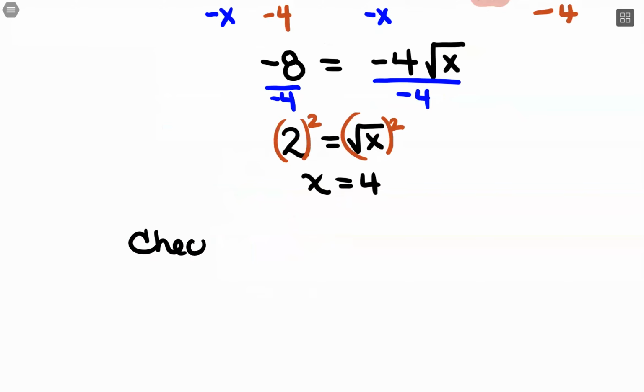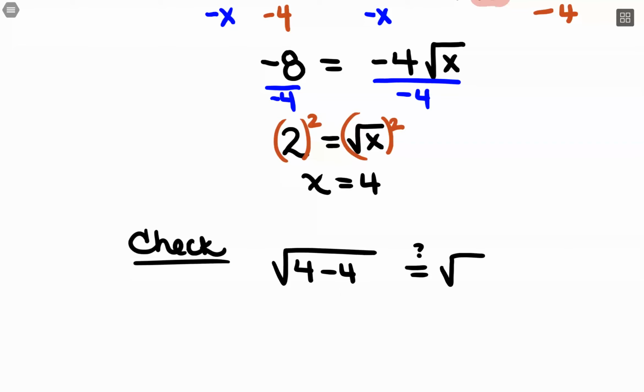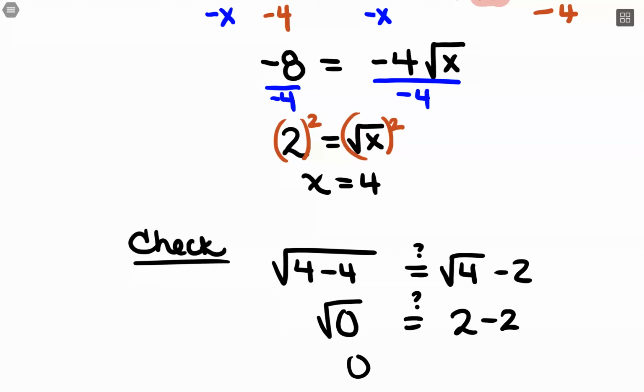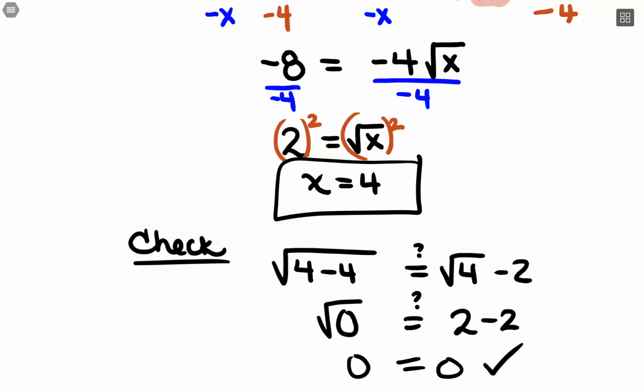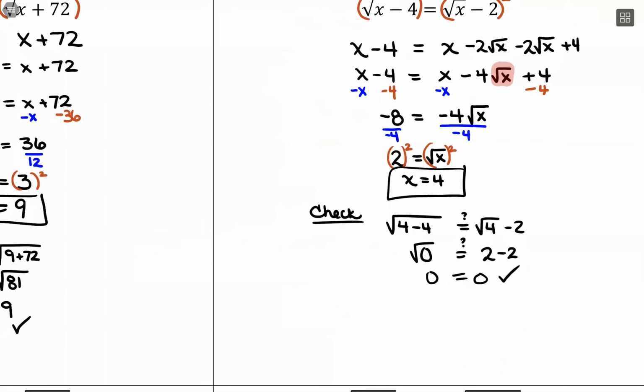And then we just need to check our answer. So, with this, we have the square root of 4 minus 4. I want to see, is that equal to the square root of 4 minus 2? So, square root of 4 minus 4 is the square root of 0. Square root of 4 is 2. And we're getting 0 equals 0 out, which is true. So x equals 4 is our answer.